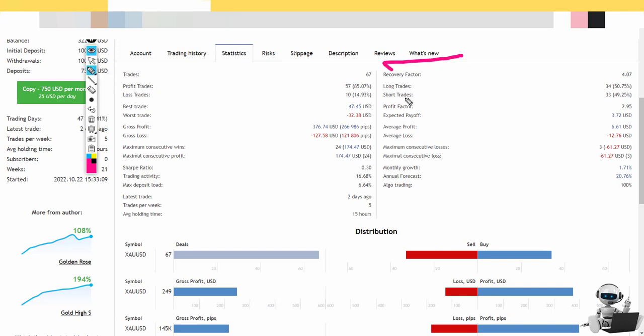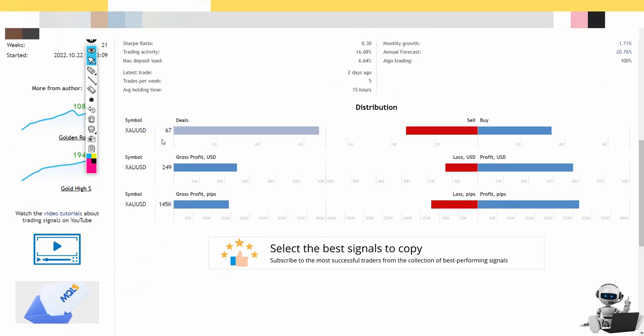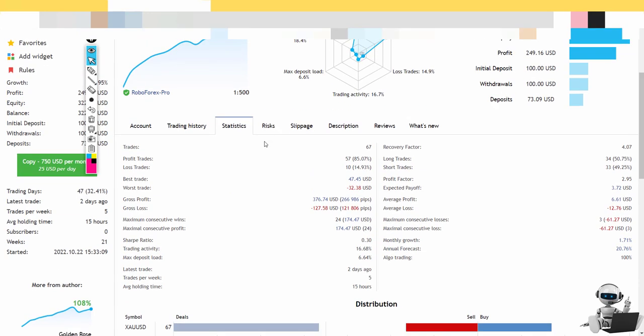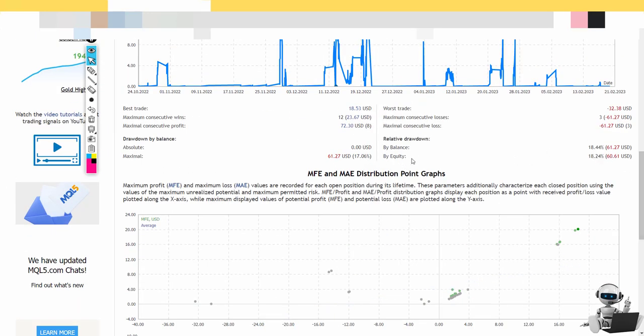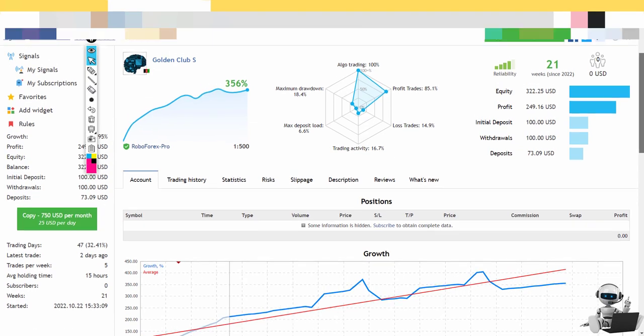For the statistics, we don't have much data to analyze. We only have 67 trades, which is not enough, to be honest. The accuracy is high, okay, that's a good indicator. The recovery factor is very high, but we don't really know. The average loss is twice the average win because it uses grid, so this is normal. But you can see we cannot make a full analysis on this only. For the risk, you can expect to have 80% by equity as well, as I said, and by balance it will be the same. So he is using the golden club strategy, and I will show you on the dashboard.